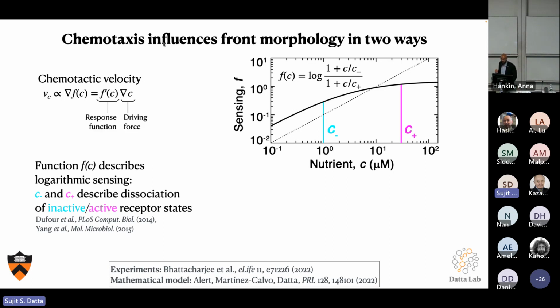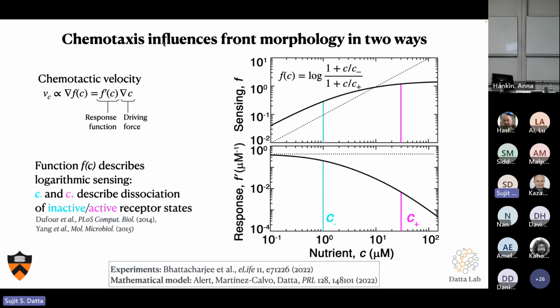How is that? Well, in the spirit of linear response theory, we can unpack that grad F into two components. One is the typical grad C, right? The gradient of the nutrient. That's the driving force for chemotaxis, but it's modulated by the slope of this sensing function. It's like a response function, right? This describes how effectively the cells can respond to an external chemical gradient. And you'll notice that diminishes with increasing nutrient concentration, right? Your ability to respond to an external driver becomes less and less effective the more oversaturated you are.